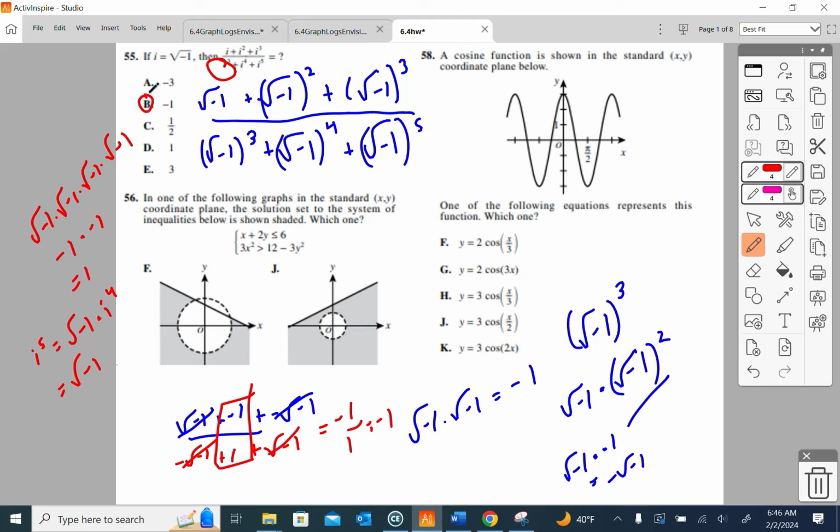That is the longest way possible to do that problem. The absolute longest way. Now, I have asked you guys to remember this. i is the root negative 1. i squared is negative 1. i cubed is negative i. And i to the fourth is 1. If you'd memorize those things, this would have been a whole lot quicker. It would have been a whole lot quicker. Whatever.